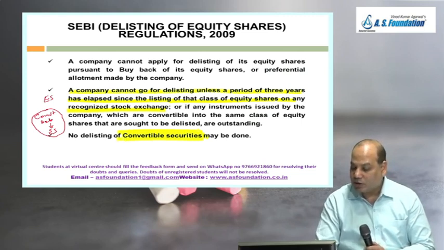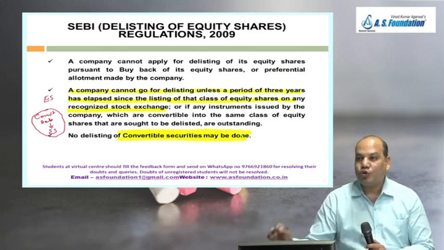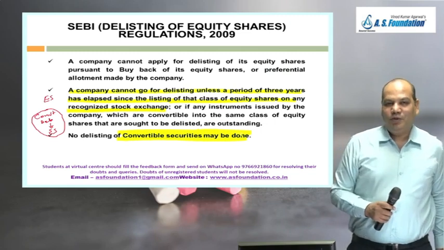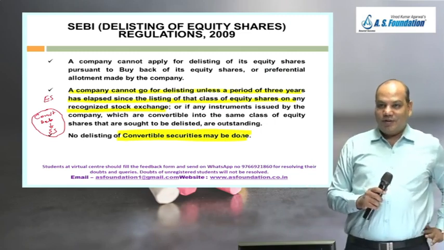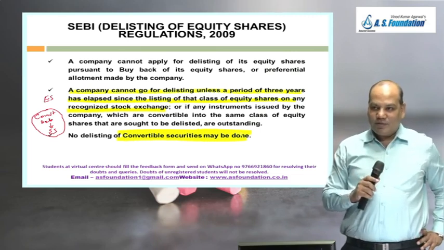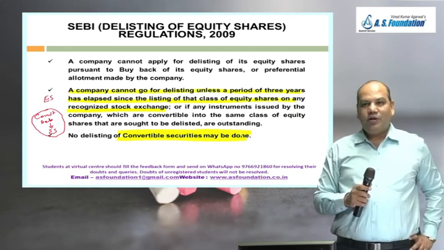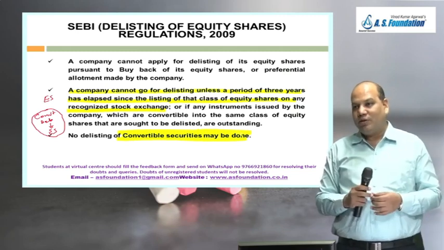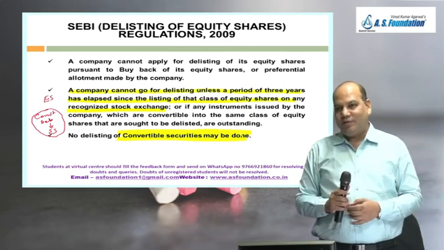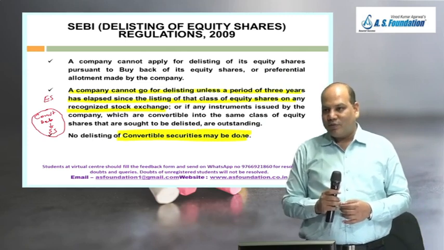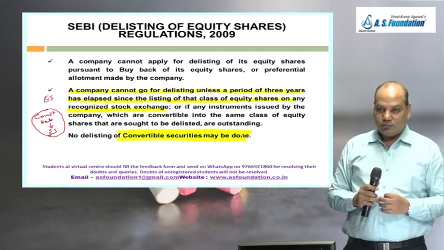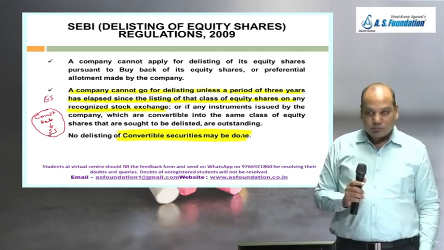many people invest in convertible securities with this hope only. What is the hope? That one day they will be converted into shares and then I will sell my shares in the market at a higher price. The logic of investing in a convertible debenture is that one day I'll make a huge profit, but you will make profit only if it is marketable and there is a stock exchange where you can sell. So therefore delisting of convertible securities is not allowed. This chapter is over.